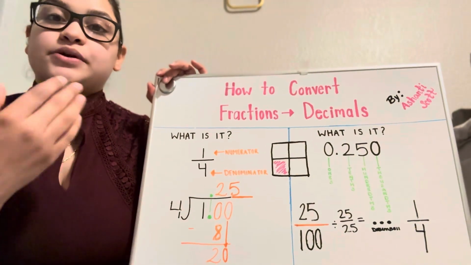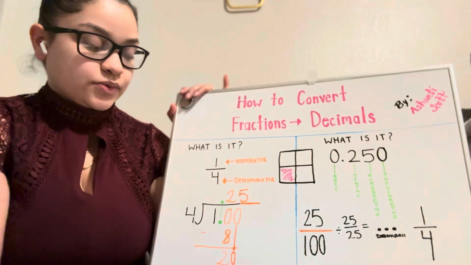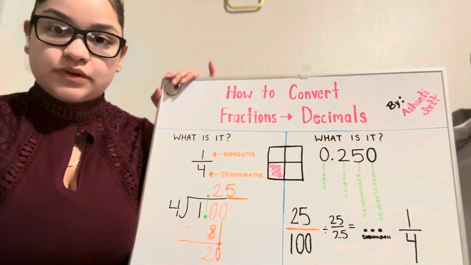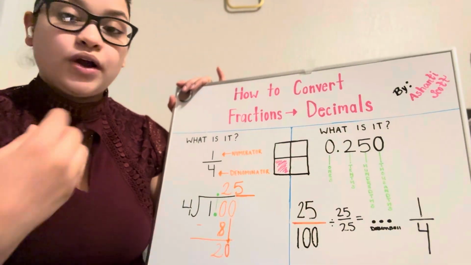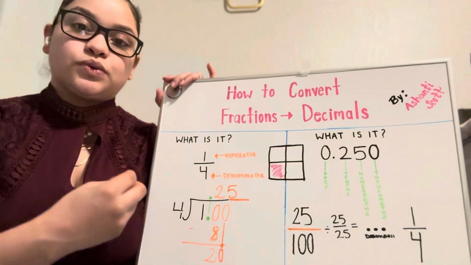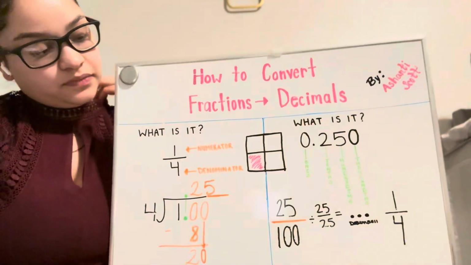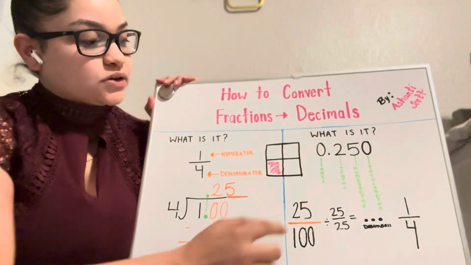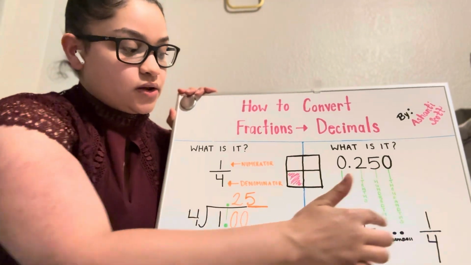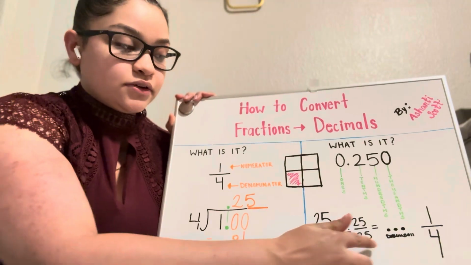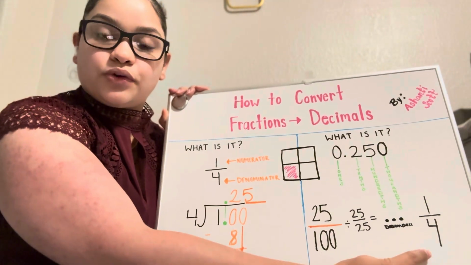Now let's see how that works on the decimal side. We have 25 hundredths. So we're going to take 25 and divide it by 100. Or make a fraction, 25 hundredths. Now, what goes into 25 and 100? What's the common factor here? The common factor is going to be 25. 25 divided by 25 is 1. 100 divided by 25 is 4. And where are we at? Full circle, we're back to our 1/4.